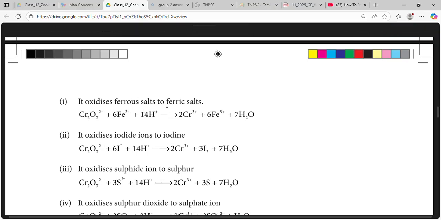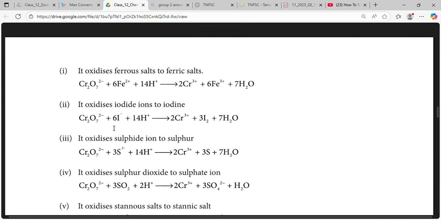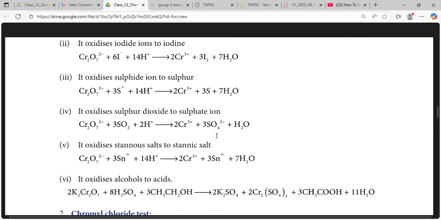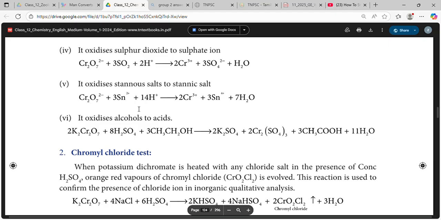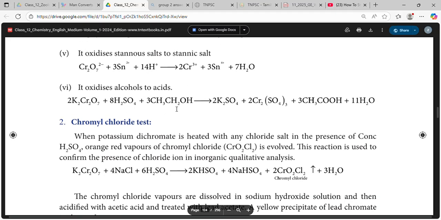It oxidizes ferrous salts to ferric salts, iodide ions to iodine, sulfide to sulfur, sulfur dioxide to sulfate ion, and stannous salt to stannic salt. It oxidizes alcohols to acids.